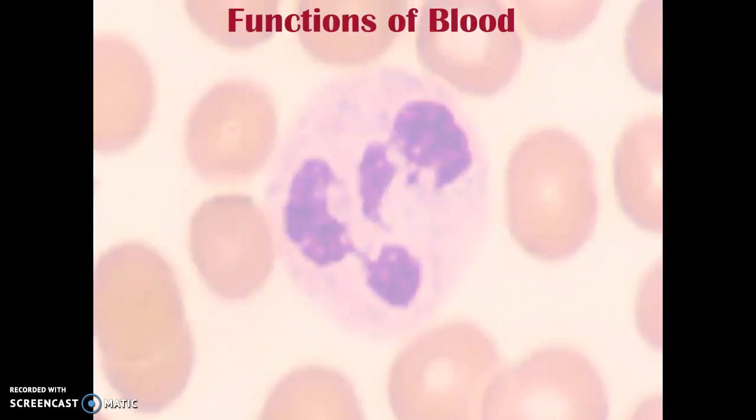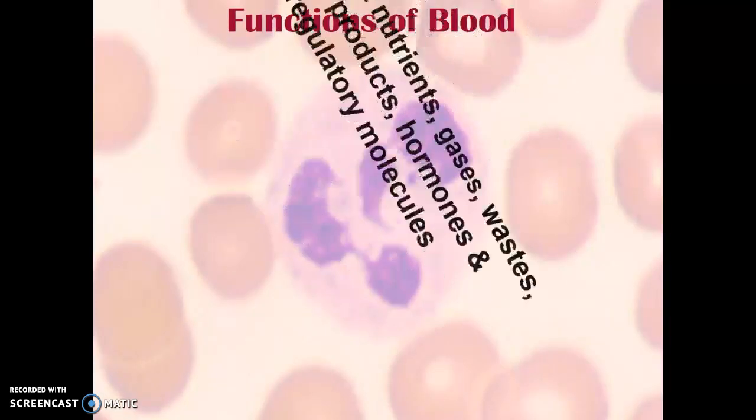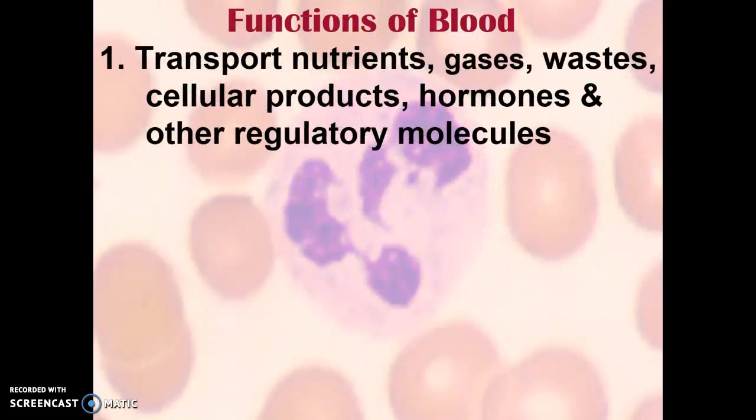So the functions of blood. Blood is mainly to transport nutrients, gases, wastes, and other products, hormones, etc., throughout the body from one cell to the other. You eat, it gets digested, and all that stuff gets transported by the blood to every single cell in your body. Except for the cornea, that goes through the vitreous or aqueous humor, but that's another story.